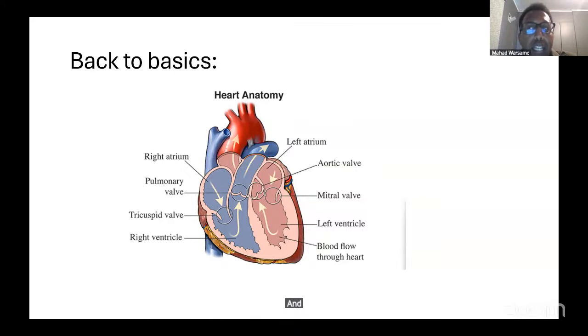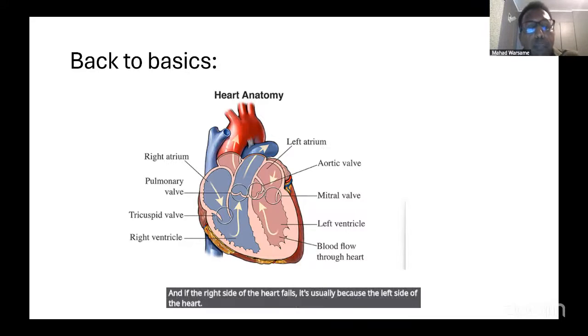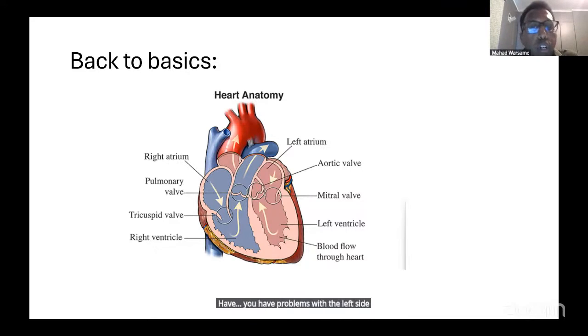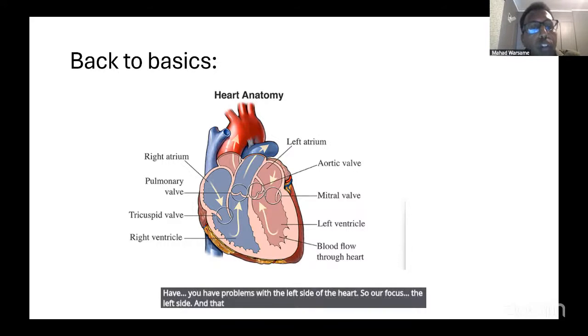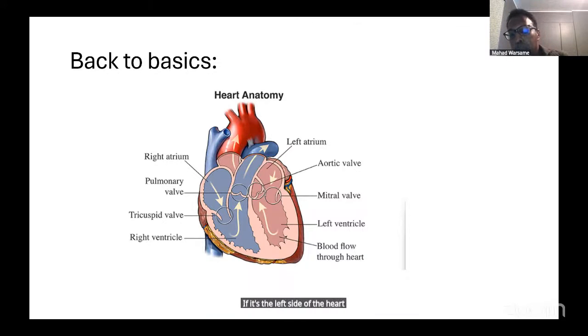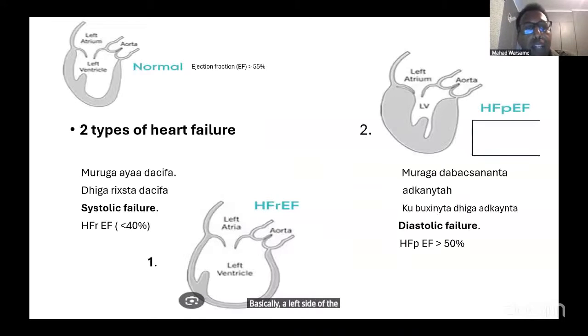And if the right side of the heart fails, it is usually because of a problem with the left side of the heart. So our focus will be the left side, and that's where hypertension, diabetes, all the kinds of cardiovascular diseases affect the left side of the heart. So when it comes to heart failure, basically left-sided heart failure, you divide it into two parts.